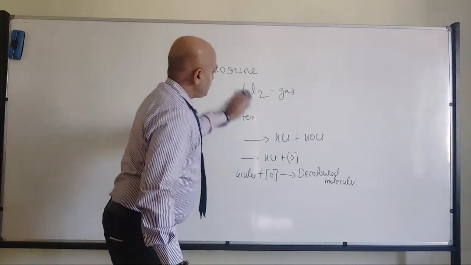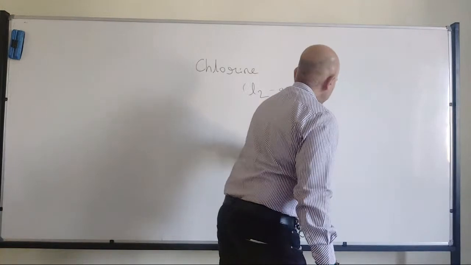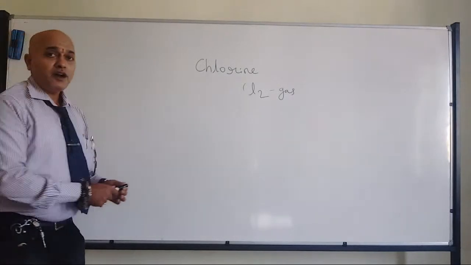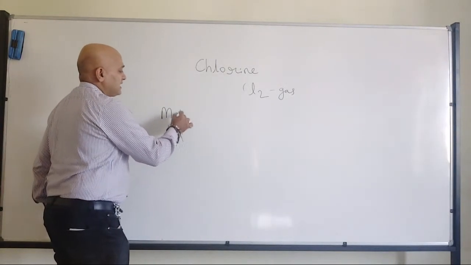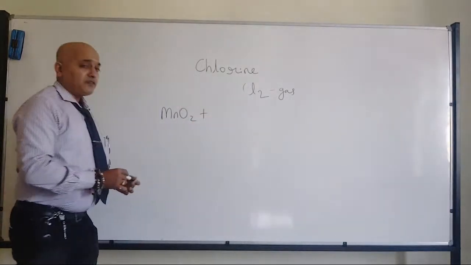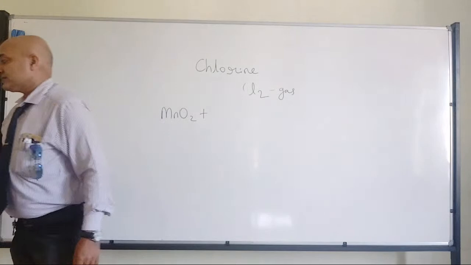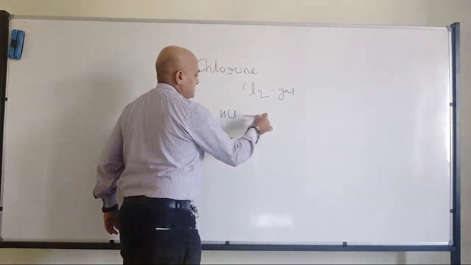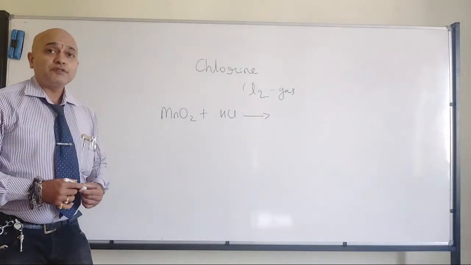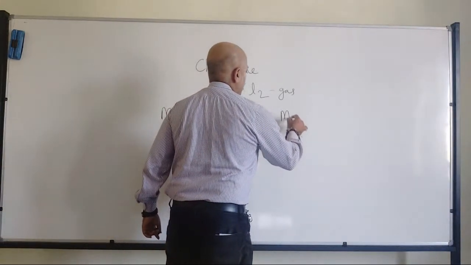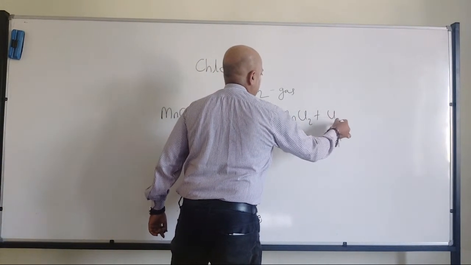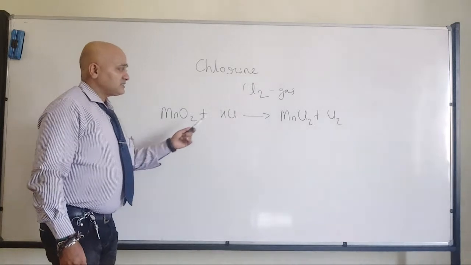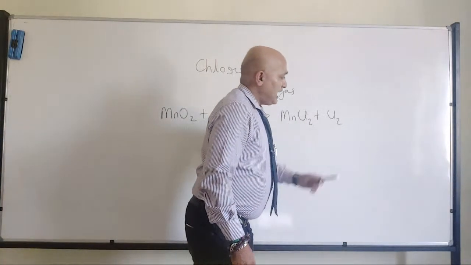Now if I talk about preparation of chlorine, one of the methods here is by using manganese oxide. When manganese oxide is treated with HCl, there will be formation of manganese chloride. And chlorine gas is a must, because we are talking about preparation of chlorine gas. So manganese oxide with HCl gives manganese chloride and chlorine.